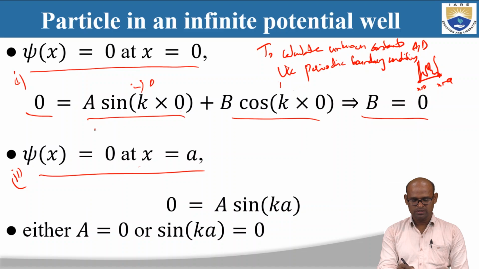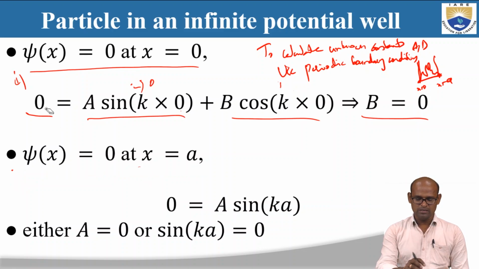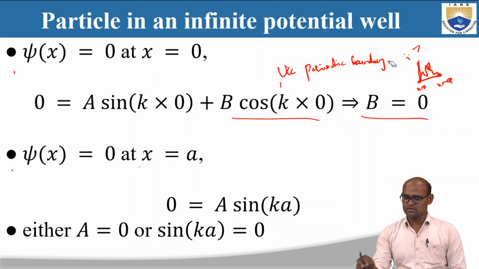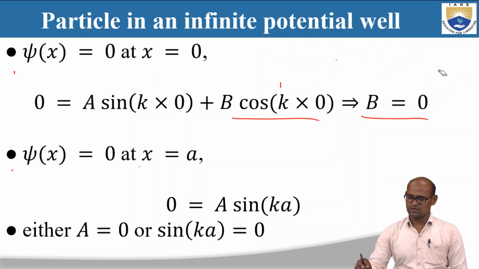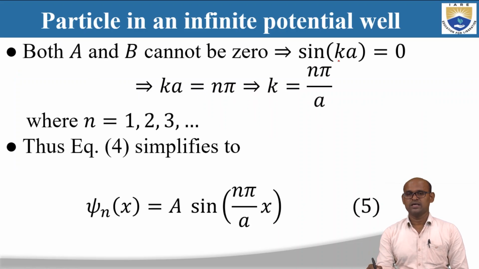So 0 is equal to a sin k a plus b cos k a, but b is already 0. We have a sin k a is equal to 0. So a sin k a is equal to 0 means either a can be 0 or sin k a can be 0. We cannot take a equal to 0, because a equal to 0 and b equal to 0 means the wave function is 0, which is not true. So that is why we are going to take sin k a is equal to 0.